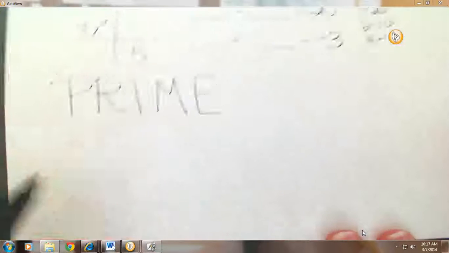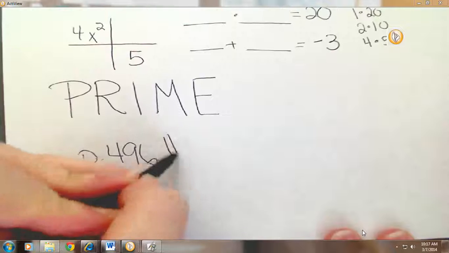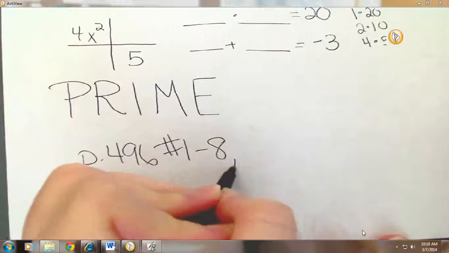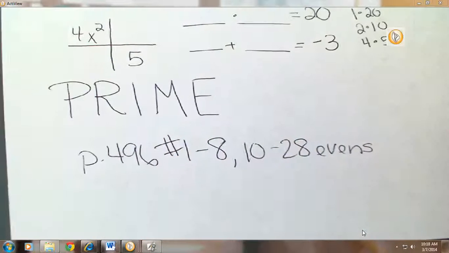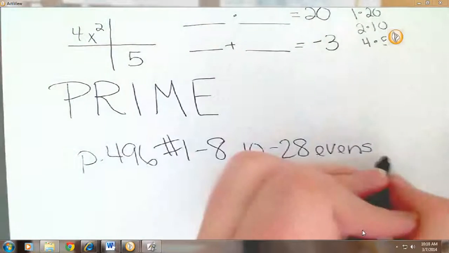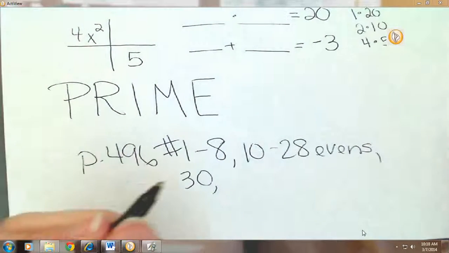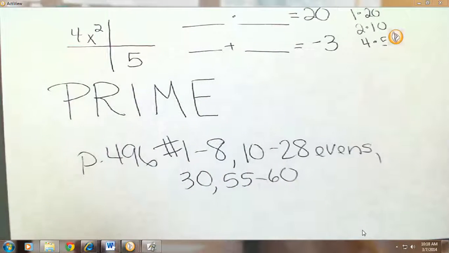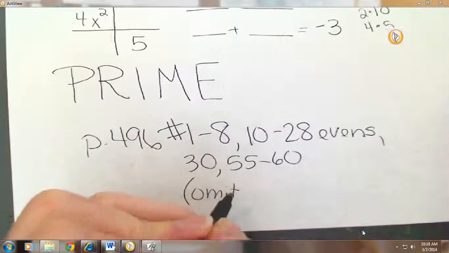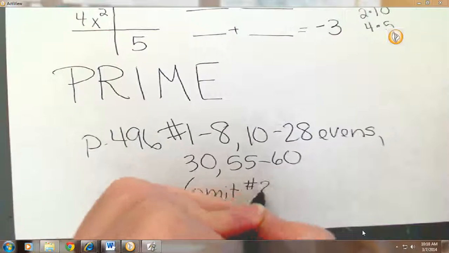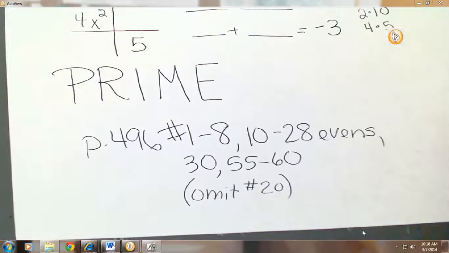Your assignment is on page 496. Numbers 1 through 8. 10 to 28 evens. 30. 55 through 60. Now, I think there are some moving problems in here. We can omit number 20. I will allow you to work with a partner today as long as you are on task and working.